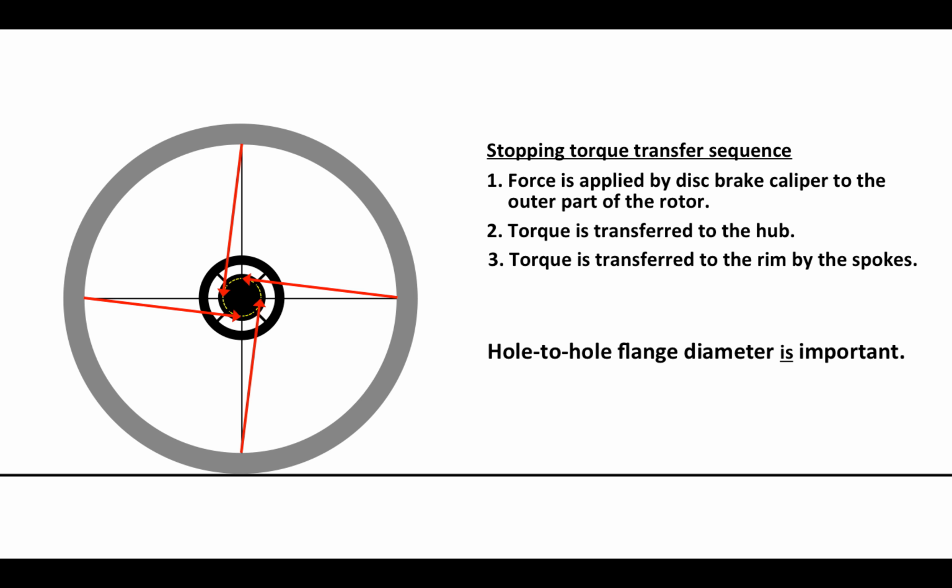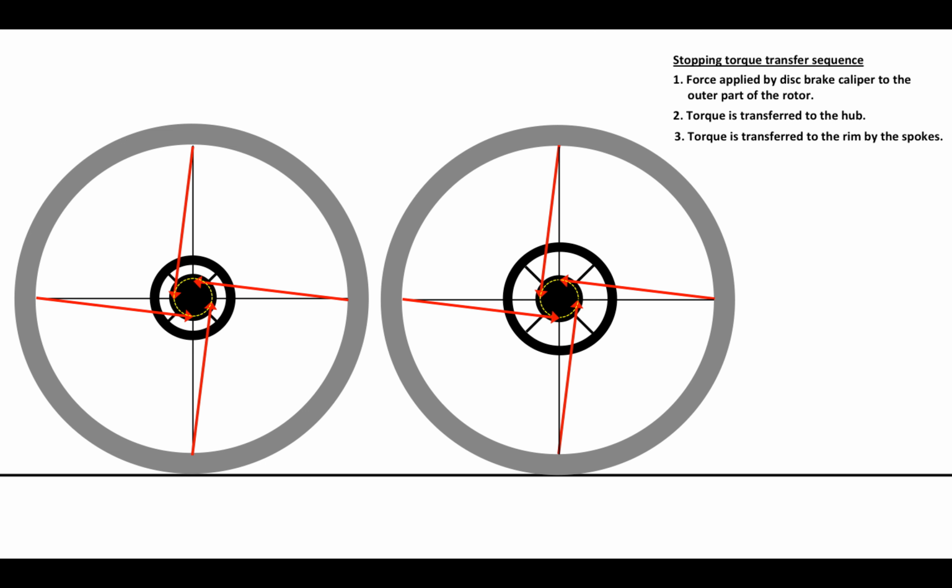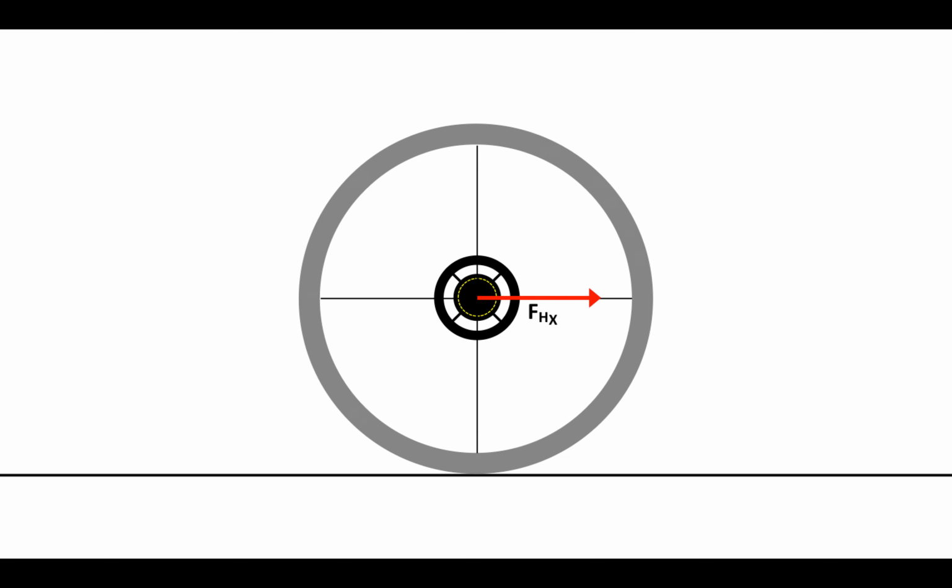But the hole-to-hole flange diameter is important. So if we compare these two wheels, we see that the first two steps of the sequence are important in terms of the diameter of the rotor. But in the third step, where the torque is transferred by the spokes from the hub to the rim, the hole flange diameter is important, but the rotor diameter is not.